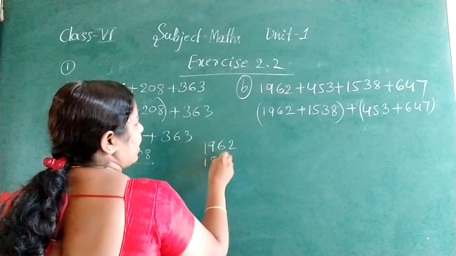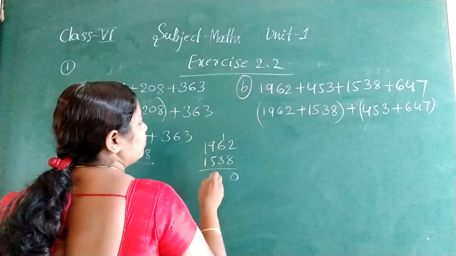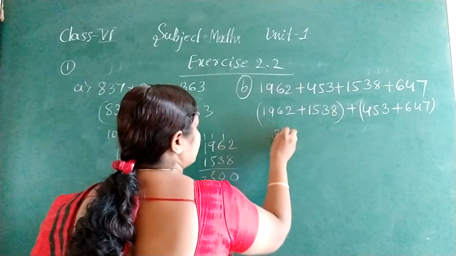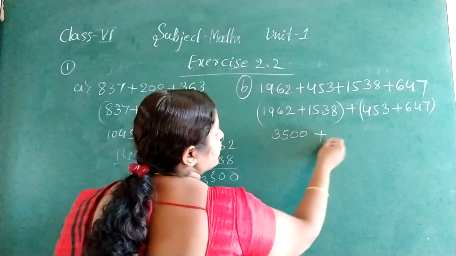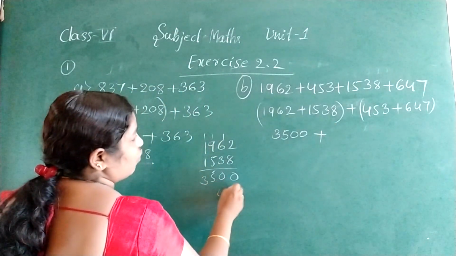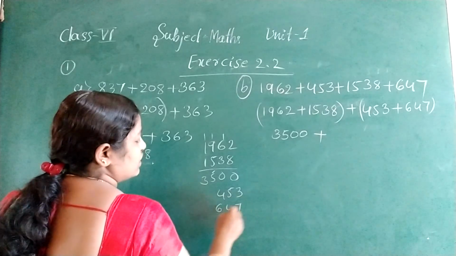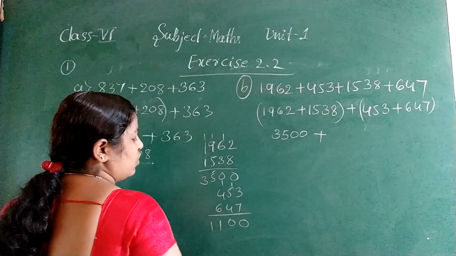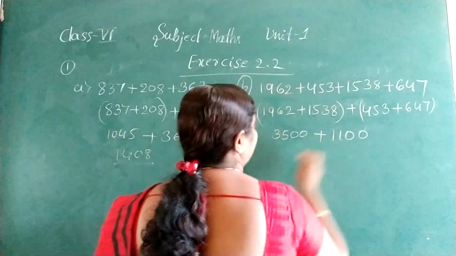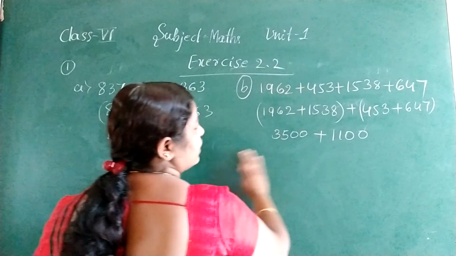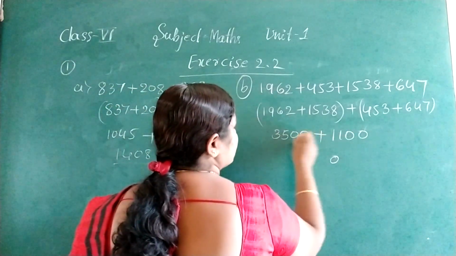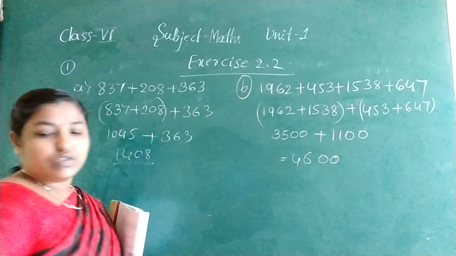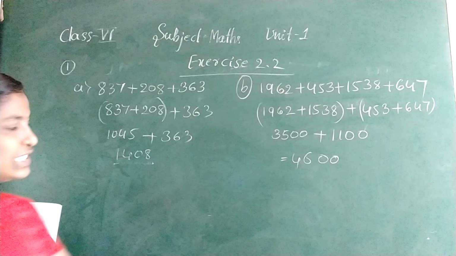1962 plus 1538 is 3500. Then we should add 453 and 647, which gives 1100. These two again we need to add: ones place 0, tens place 1 plus 5 is 6, 1 plus 3 is 4. So the answer is 4600. Next, C.